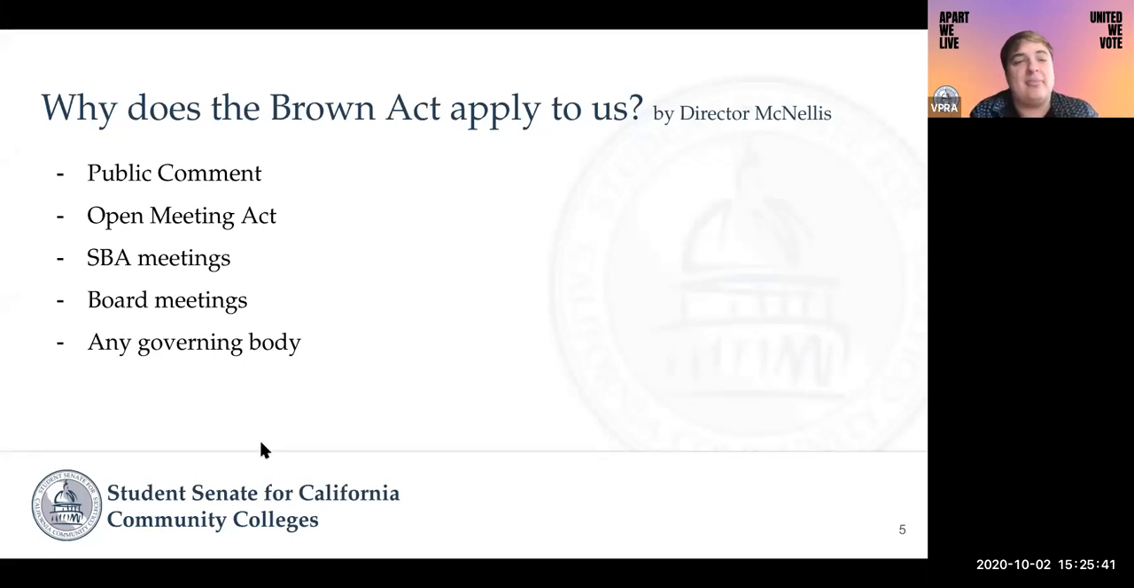And Emma mentioned it. Your SBA is subject to the Brown Act. There's been a lot of back and forth about whether SBAs are subject to the Brown Act. You are given power through your board of trustees. That is how you are recognized as a student body for your students, how you're recognized as representation. You are subject to the same rules that they are subject to. As a governing body, they are subject to the Brown Act. As a governing body, faculty senates are subject to the Brown Act. They get their representation through the board of trustees.